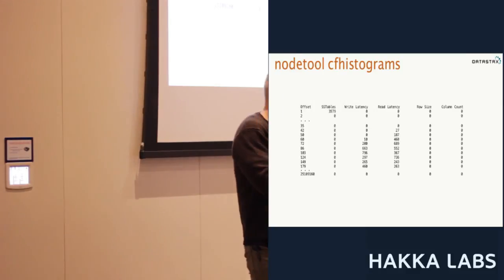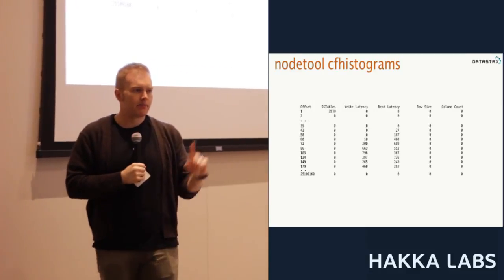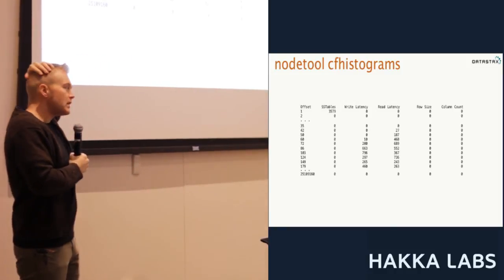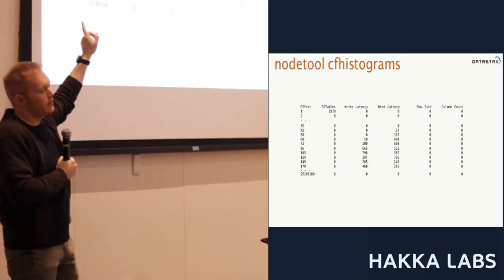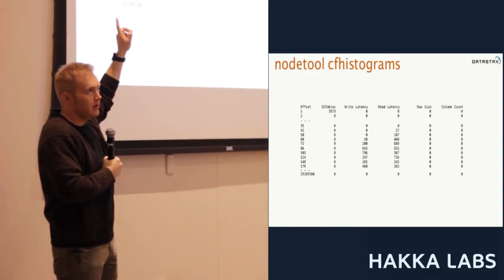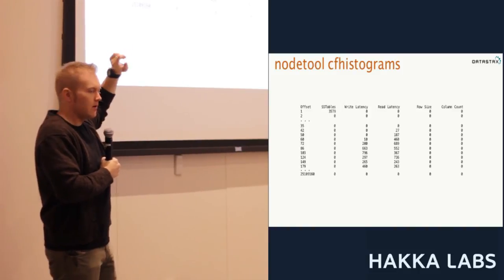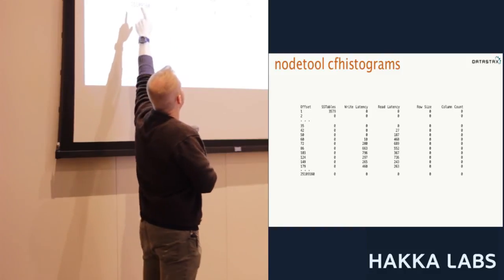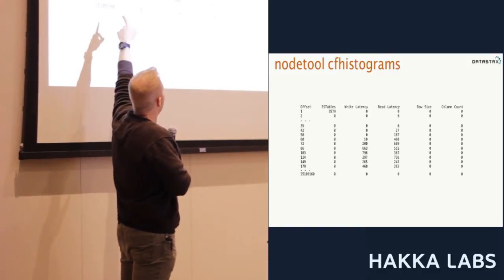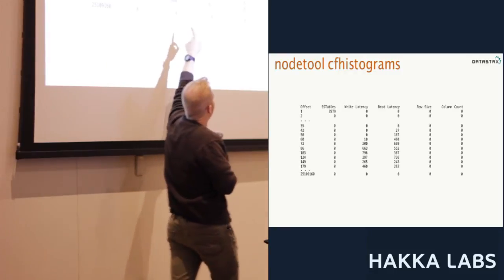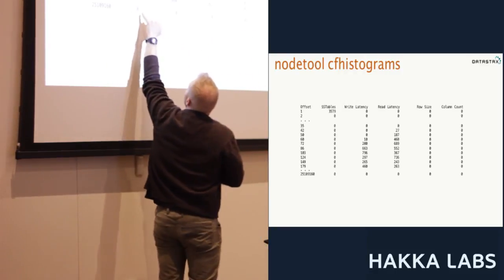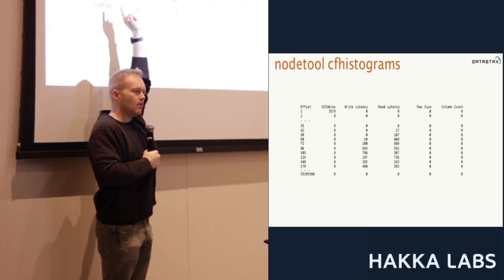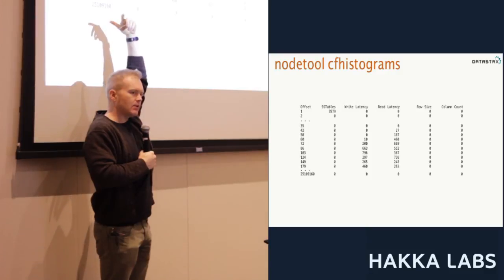Other things that you can use to monitor what's going on. This is what I go to first when troubleshooting problems: cfhistograms. This is the view of what it looks like in everything prior to 2.0. In 2.0, it's changed a little bit, but the same ideas apply. So this is a histogram. This is my units, and what the value of the unit is depends on which column I'm looking at. In this one, it's how many SSTables I had to look at in order to satisfy the read.